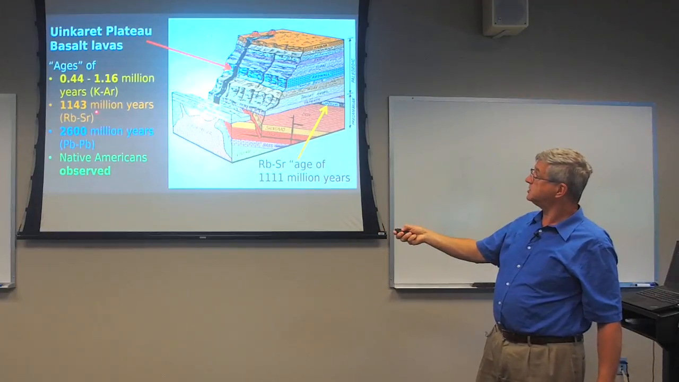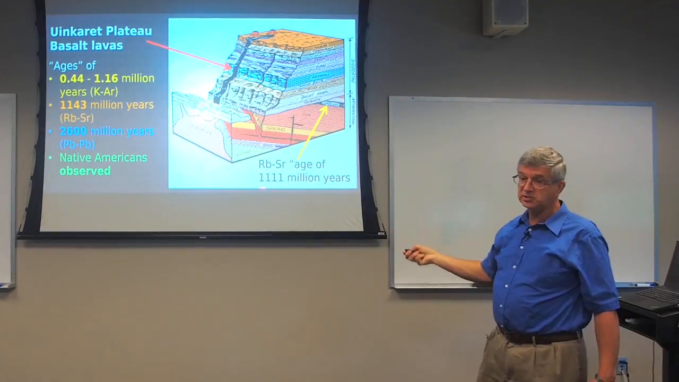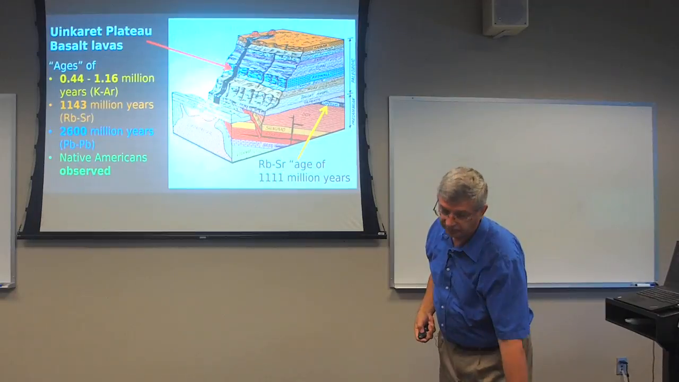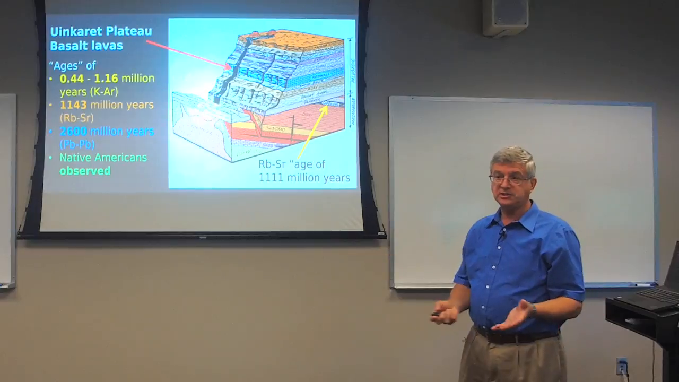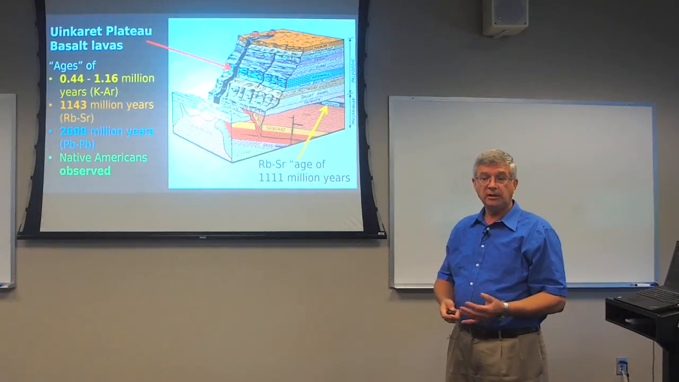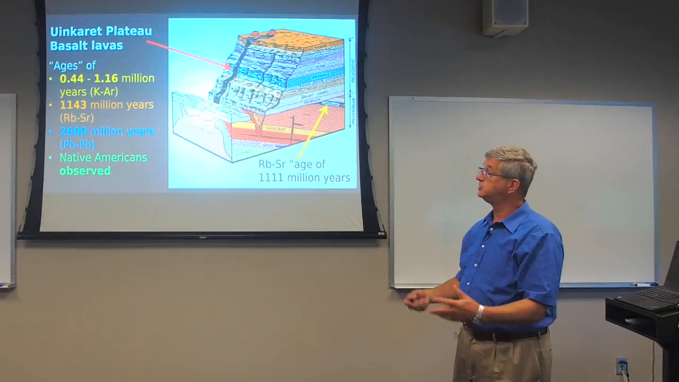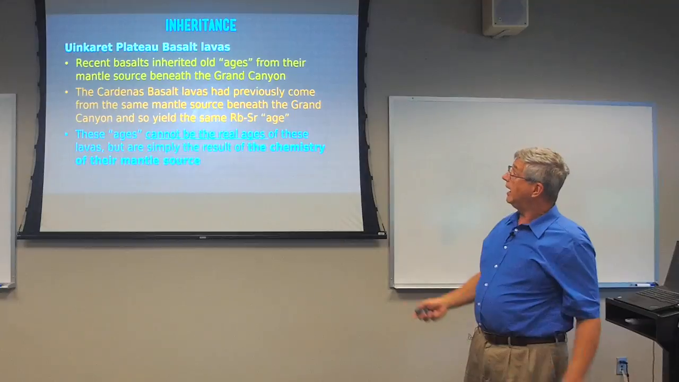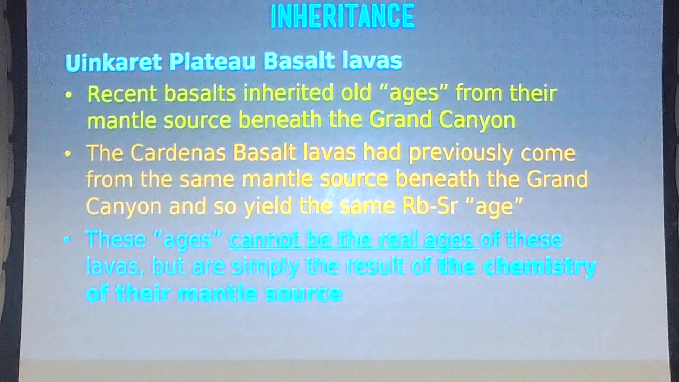Well, the Cardenas and the Uinkaret Plateau basalts, they're both basalts. They didn't come from just beneath the Grand Canyon. They came from deeper down in the upper mantle because the continental crust is granitic in composition. The upper mantle is basaltic. So the melting of the upper mantle produced these lavas. And so the answer is that these recent basalts inherited their old, quote, ages from the mantle source beneath the Grand Canyon.